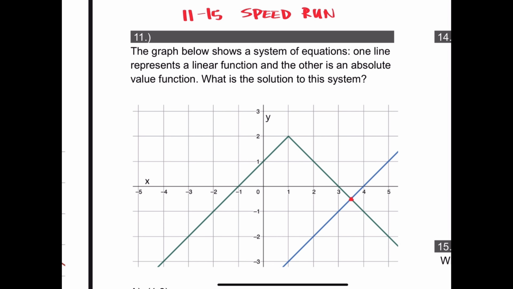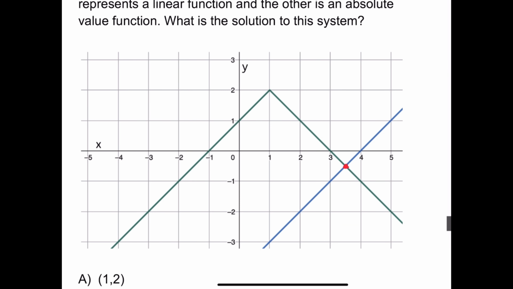Let's look through 11 through 15 at speed run. Number 11 says the graph below shows a system of equations. One line represents a linear function and the other is an absolute value function. What is the solution to this system? I've already marked a solution to a system for linear equations or absolute values is just wherever they meet. So you'll notice these two lines cross at 3.5 for x, or 7/2, and negative 1/2 for y. So there you go, D.